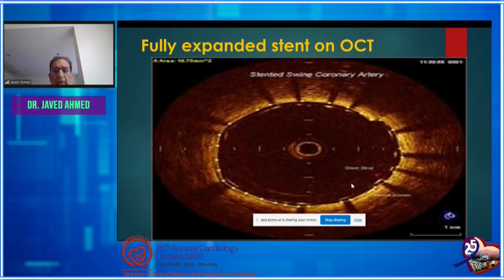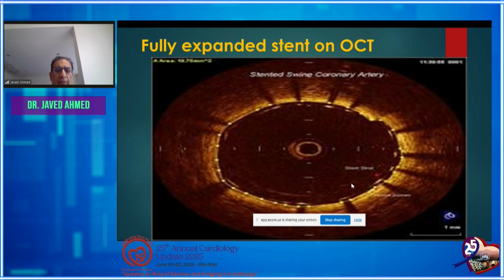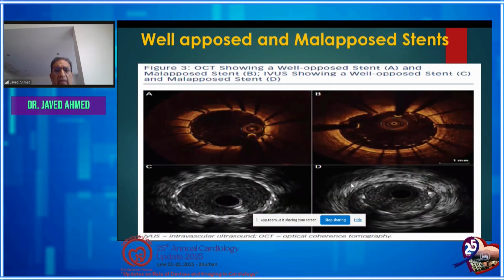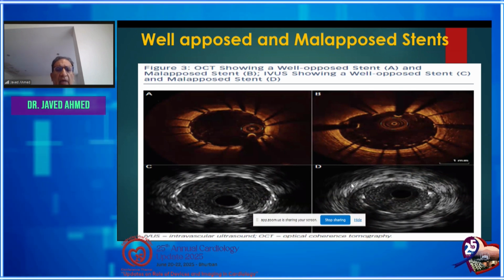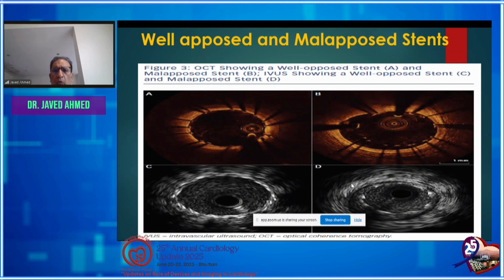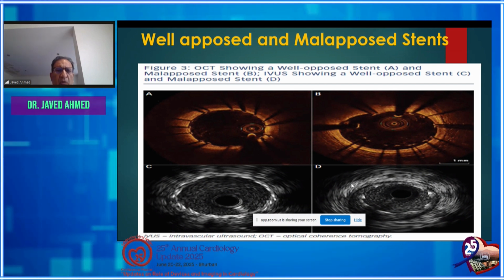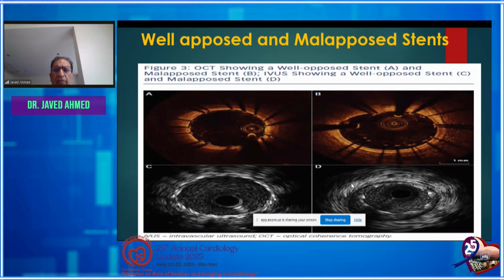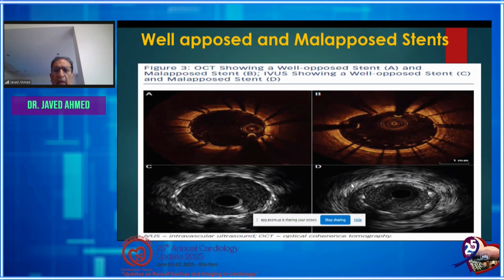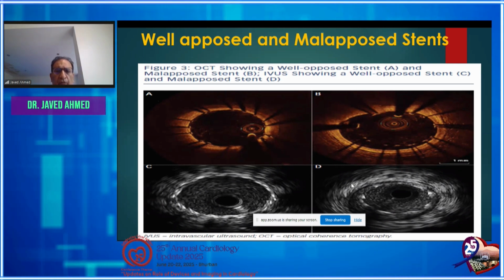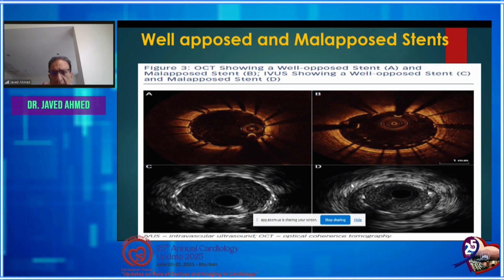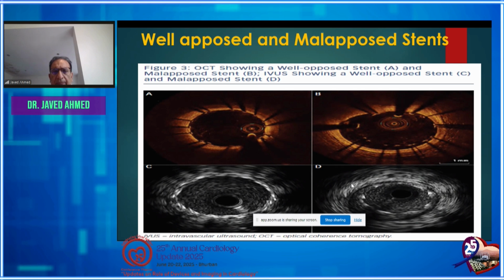And this is an example of a fully expanded stent on OCT, where all the stent struts are opposed against the vessel wall with no gap between the stent struts and the arterial wall. And this is just a comparative example of an under expanded stent on OCT. The fully expanded stent is in panel A, and the under expanded stent in panel B, and then fully expanded stent on IVUS in panel C, and under expanded stent on IVUS is panel D.